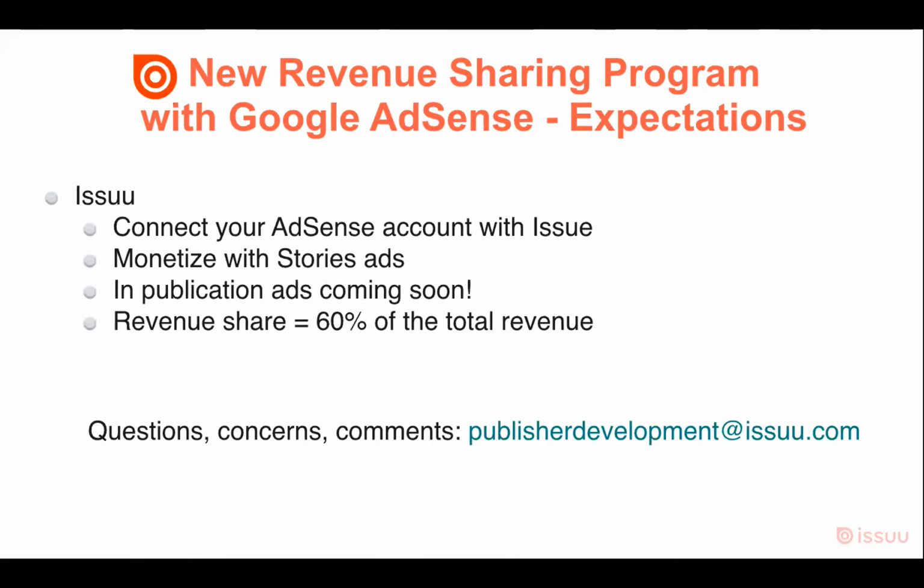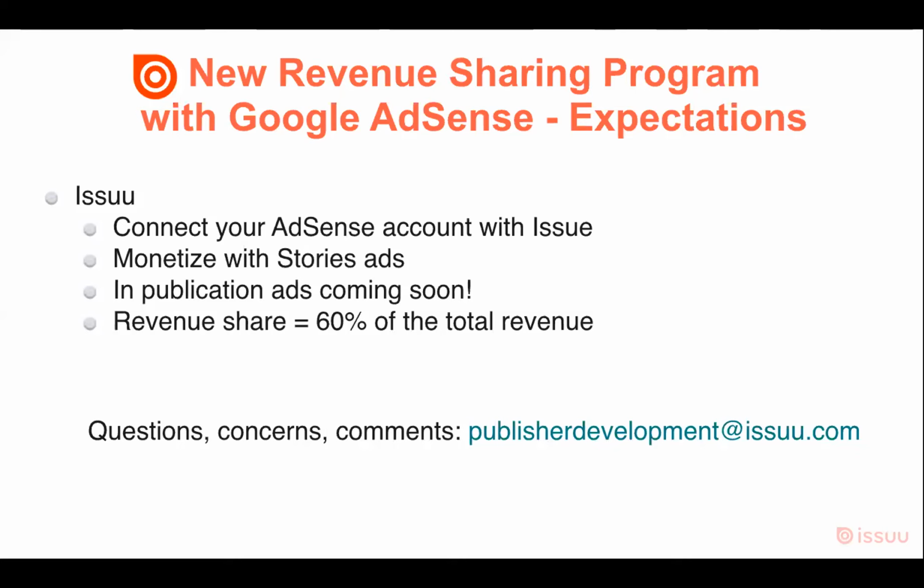One thing to note, the ads will only appear on stories published or shared via an Issuu link, not on Apple News. I'll repeat that one more time. Ads will only appear on stories published or shared via an Issuu link and not on Apple News. The revenue share that you as a publisher can expect on Issuu is to receive 60% of the total ad revenue.